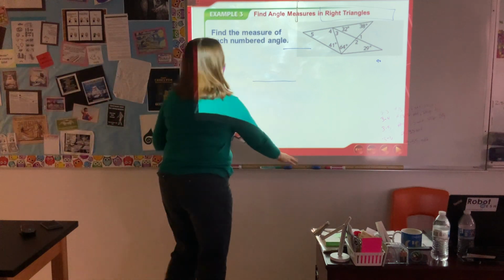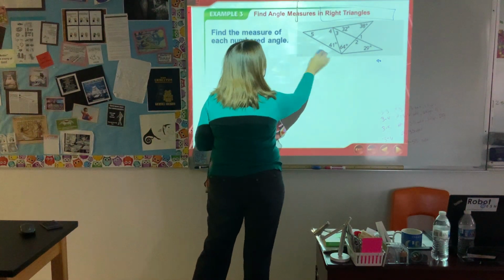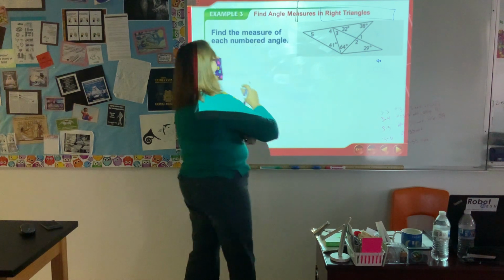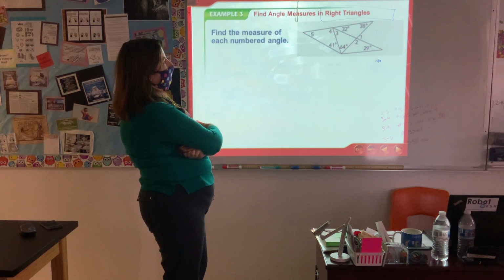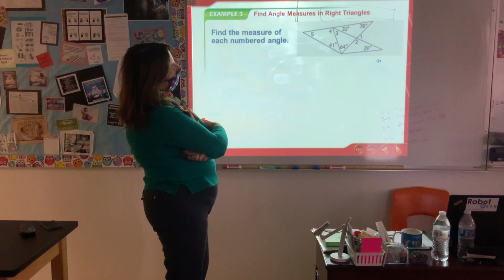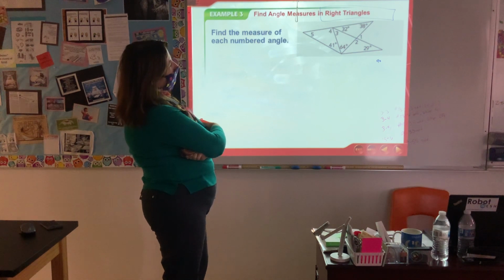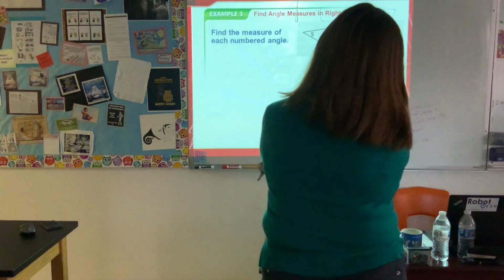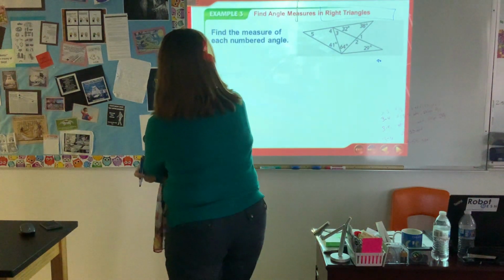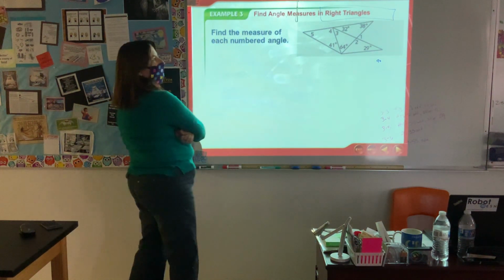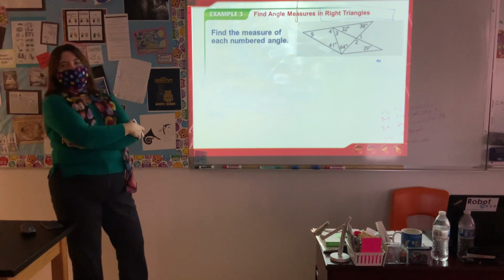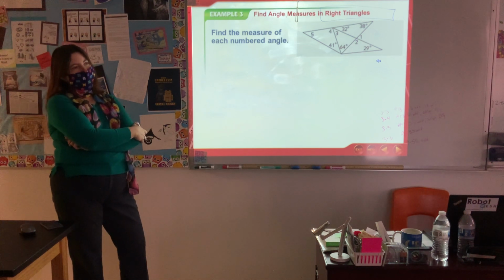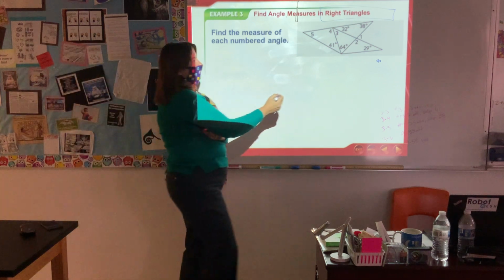So it says find the measure of each numbered angle. Ooh, where to begin? It's not as bad because we know that angle 4 is equal to 90. How do you know that? Well, it doesn't specifically say it. I have my doubts. I kind of like the idea of finding one first. How could I find one? How can I figure out this one?